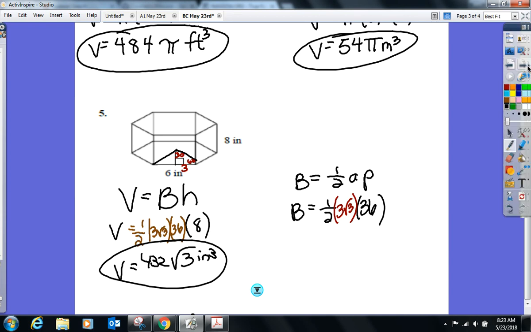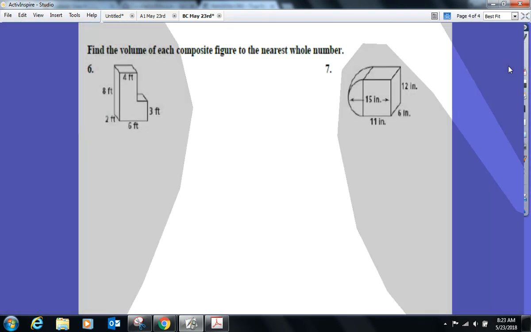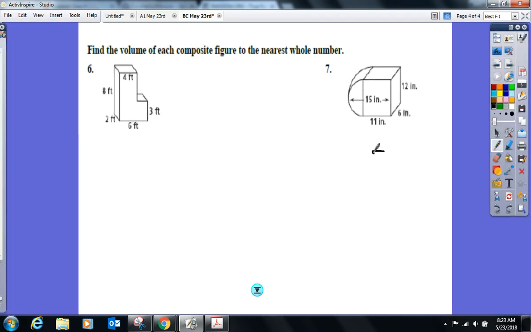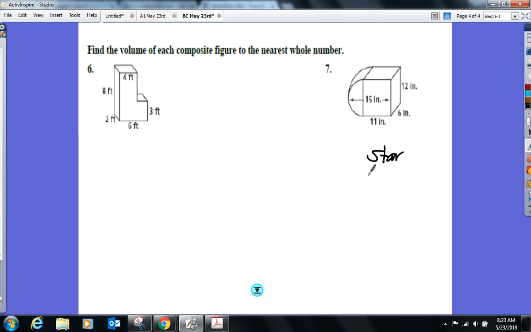All right, you thought they were going away because we were doing volume now. It's surface area. And just like clockwork now.